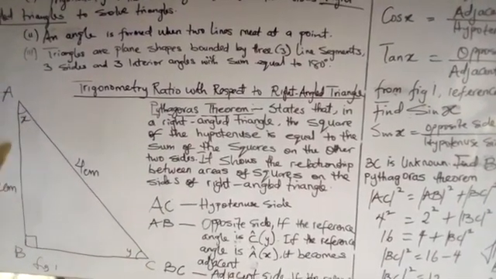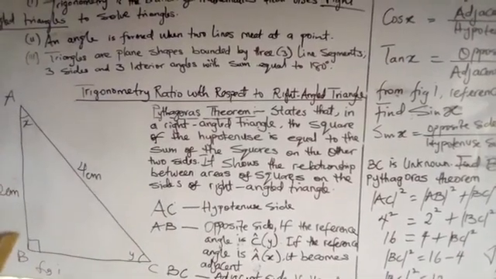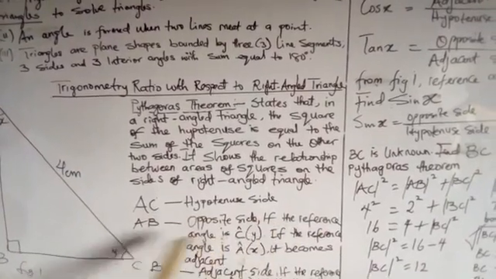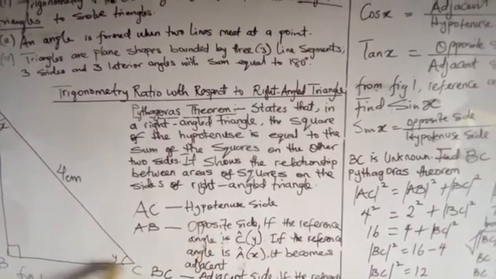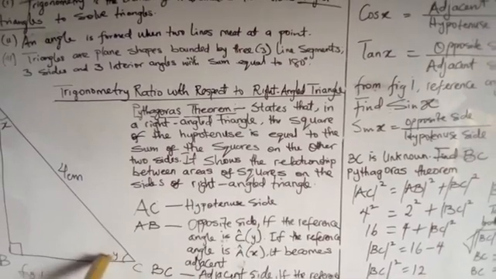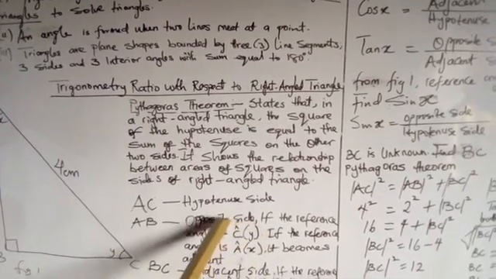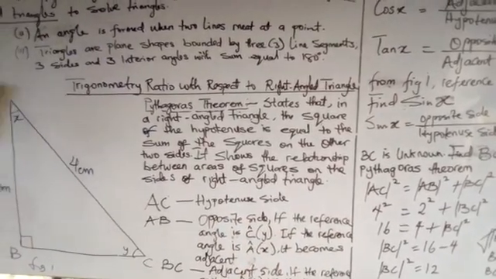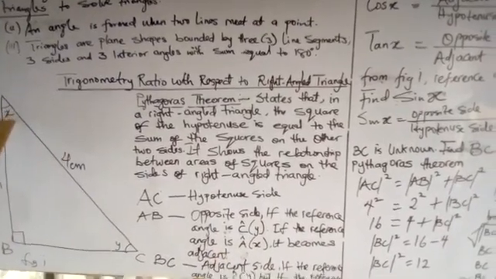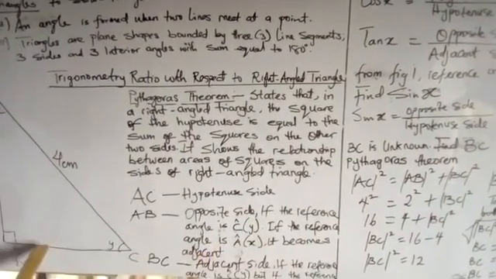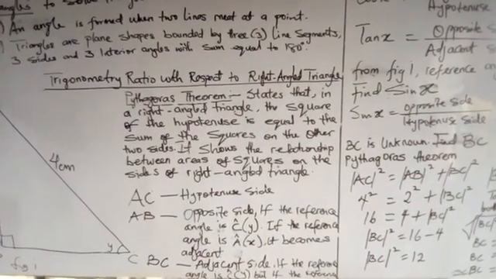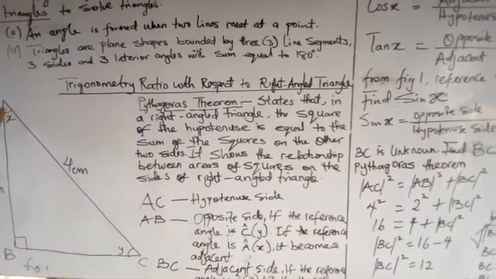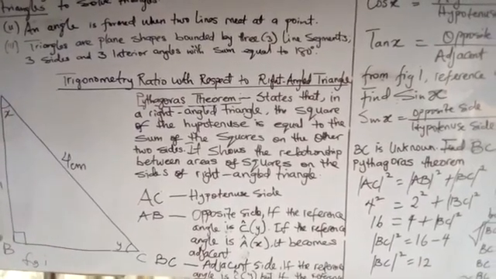At a point, this AB will change to another thing. Now let's see. AB will be the opposite side if the reference angle is C, which has the value Y. But if the reference angle is now on A, which is on this X, then it becomes the adjacent. Do you get it now? Because BC will now be the only side facing this reference angle, then this side will now be the adjacent. Do you get that now?